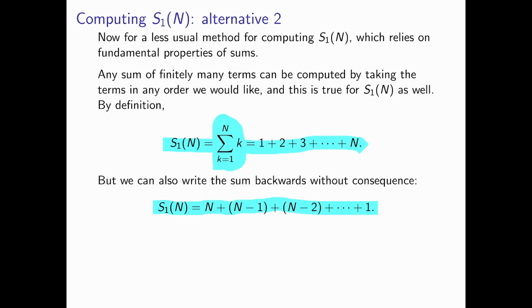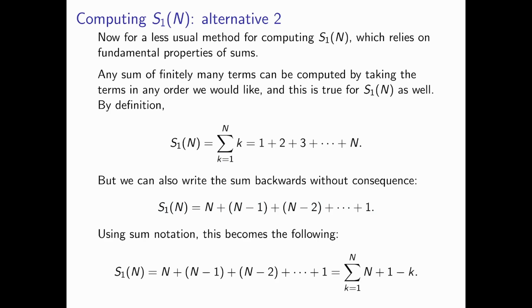Well, it will become the following thing here. S sub 1 of n, which is equal to this sum, is equal to the sum as k ranges from 1 to n of n plus 1 minus k. So what happens here really? Well, as we see here, the things being summed will decrease by 1 as k increases by 1. That's why we have minus k instead of plus some k.